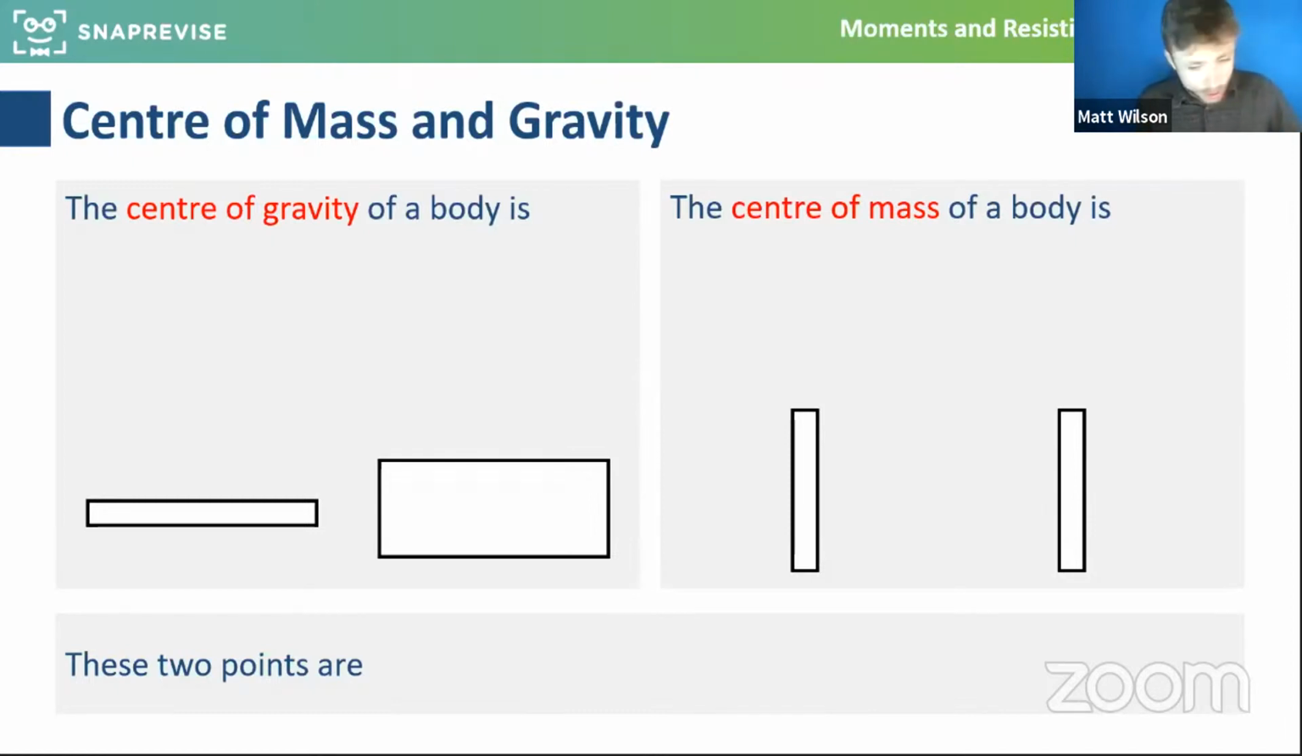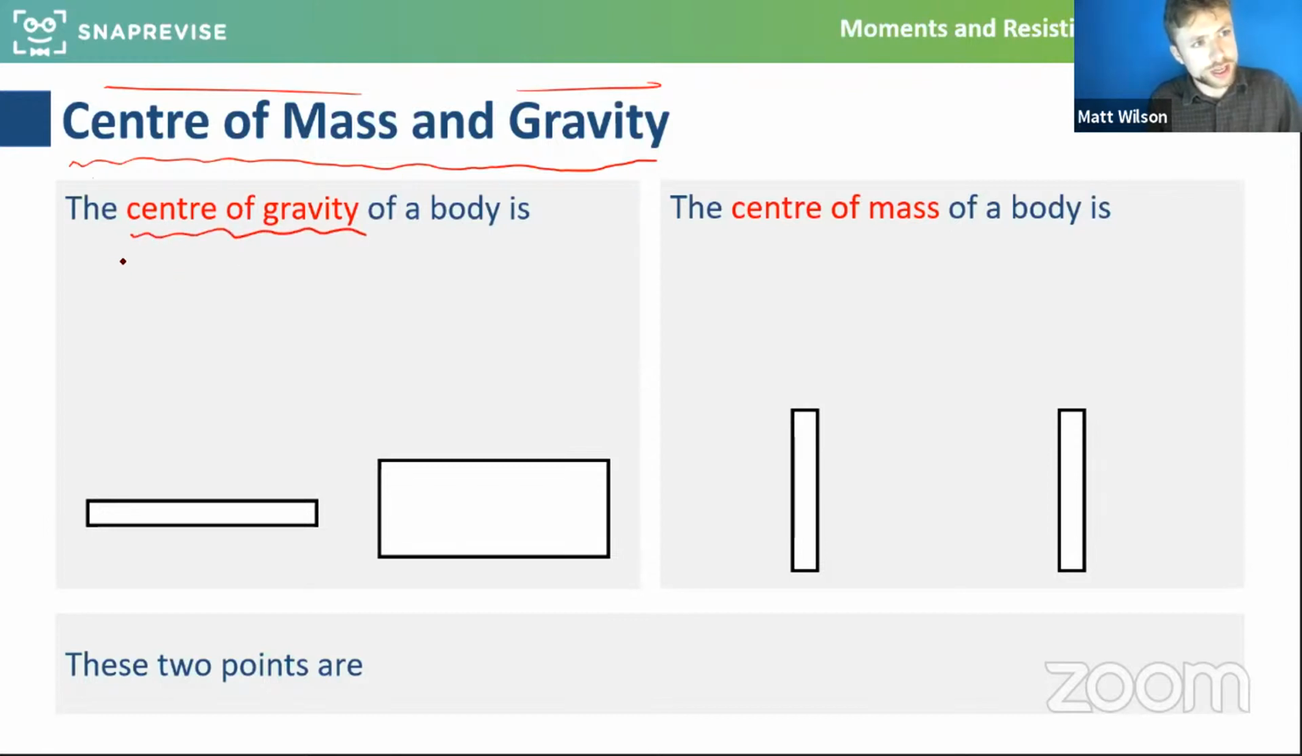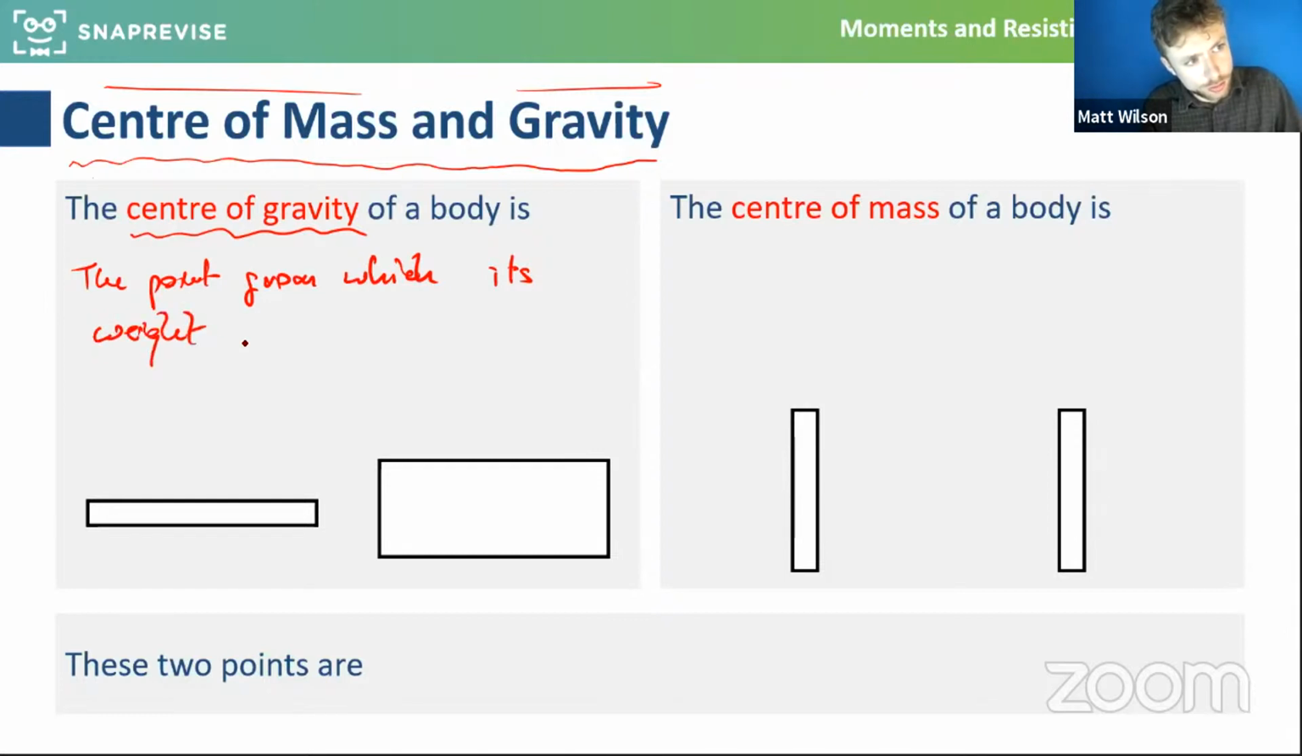Anyway, last concept we need before doing a couple of questions is a double concept that turns out to be a single concept. So we're going to give 2 definitions and then a theorem at the end. We're going to define the center of mass and then the center of gravity, and we'll find that they're actually the same thing. So first of all, the center of gravity. The center of gravity of a body is the point from which its weight appears to act.